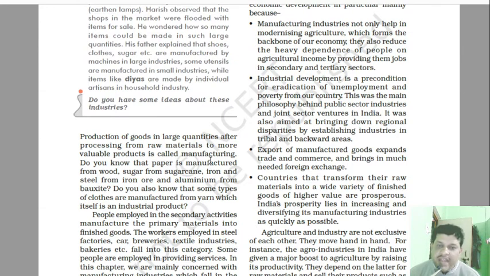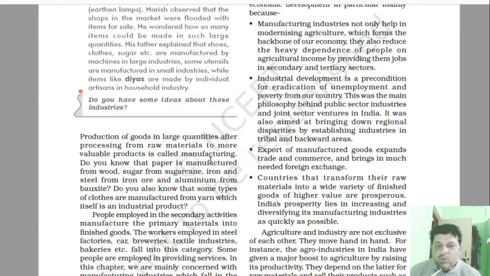It was also aimed at bringing down regional disparity by establishing industries in tribal and backward areas. So after independence, industrial development has not taken place in a similar manner in all parts of the country, in all the states. A few states are more industrially developed, and a few states have not reached the level of the other states. So those states are still lagging behind in terms of economic development, and there is a need to develop industries in those tribal and backward areas.